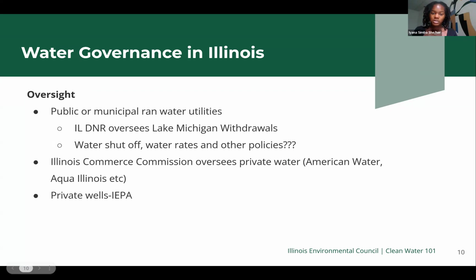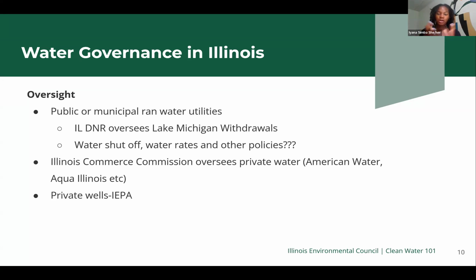And as far as oversight in Illinois, it's a little bit murky when it comes to public and municipal-run water utilities. And by municipal and public, I mean, for example, the Chicago Department of Water Management. It is not an investor-owned water supply. It's not a company. It is run by the city of Chicago. The laws that pertain to these folks are withdrawals from Lake Michigan, overseen by the Illinois Department of Natural Resources.